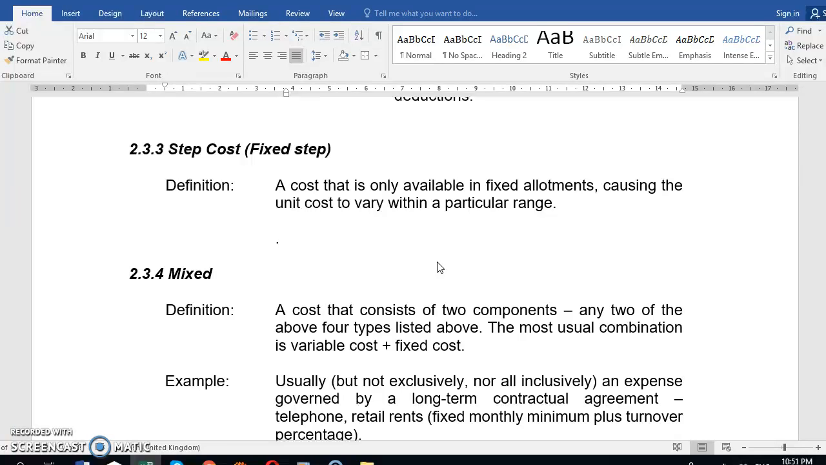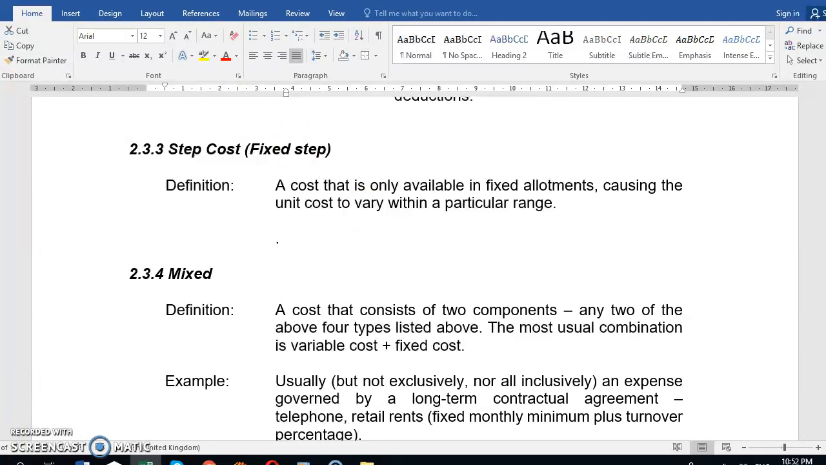In this short video I'm just going to explain the basic concept of a step cost and of a mixed cost. So firstly, a step cost or a fixed step cost is a cost that is only available in fixed allotments, causing the unit cost to vary within a particular range. So basically what that means is a step fixed cost is basically fixed within a specific range.